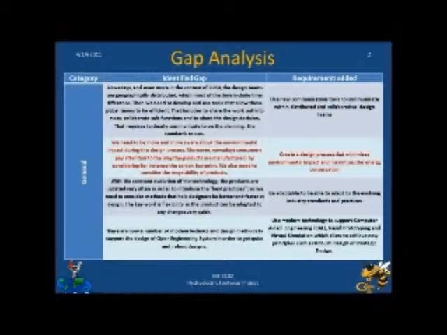The second general gap concerns the environmental impact during the design process. We need to take care of the carbon footprint and consider the recyclability of the product. We also need to maximize energy conservation.